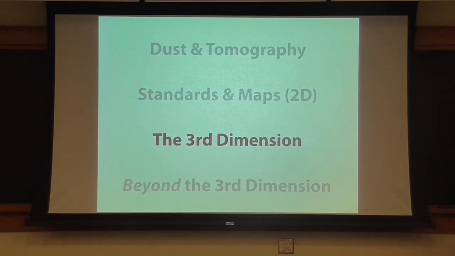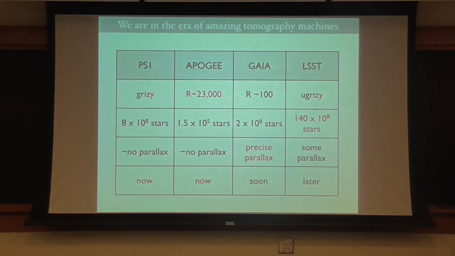So we did 2 dimensions. We looked at how much dust is there on the plane of the sky, either around the galaxy or on the surface of our galaxy. Now let's go back to 3 dimensions. So the critical idea is that we're entering this era of tomography machines. Telescopes that are going to generate so much photometry and spectroscopy that we're going to be able to do incredible tomography. So Pan-STARRS has done about 1 billion stars.